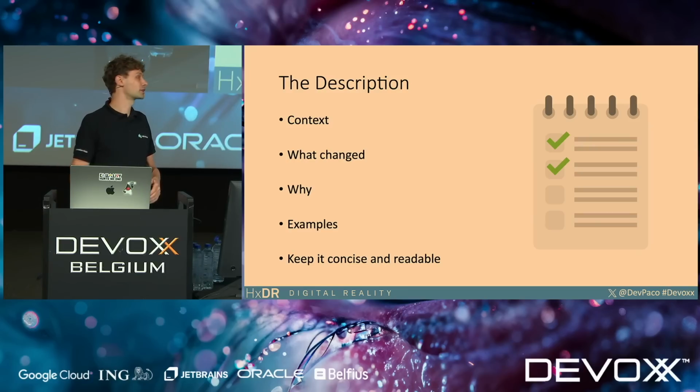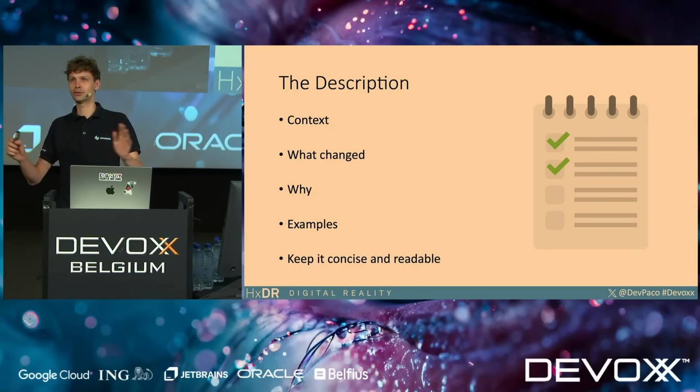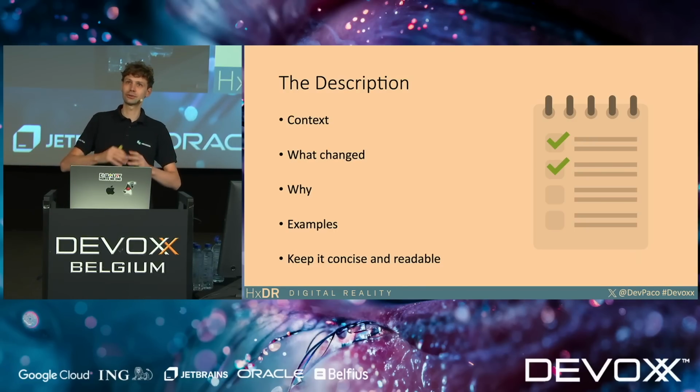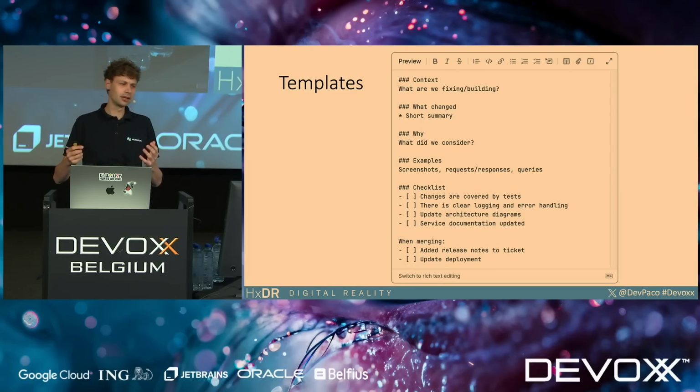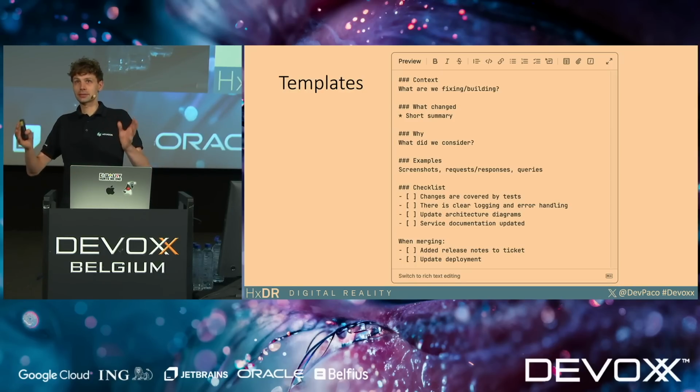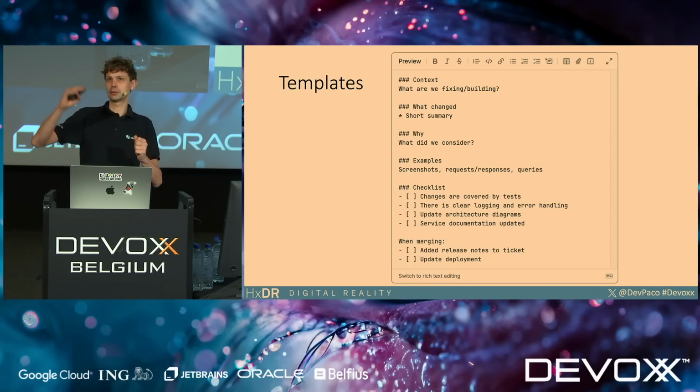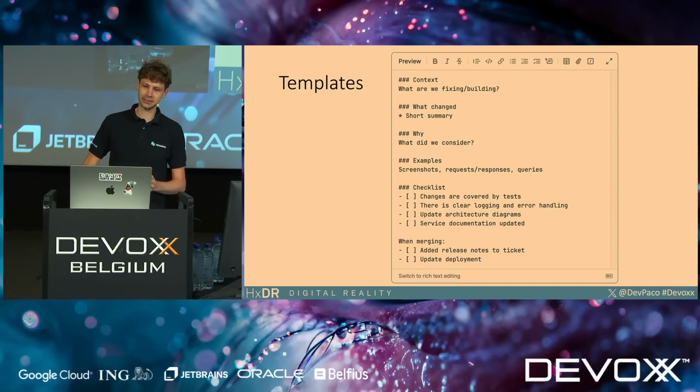Now the challenge is to keep this all concise and readable. And I think at Devoxx we have seen plenty of talks about AI. I think this is a great candidate to use any of your local LLMs or maybe ChatGPT to make it at least a bit readable, because nobody likes a big wall of text. And to help you with this, most VCS tools also support templates. Please use them. Because it makes the text consistent across repositories, across pull requests, and it helps people then to find the right information faster.